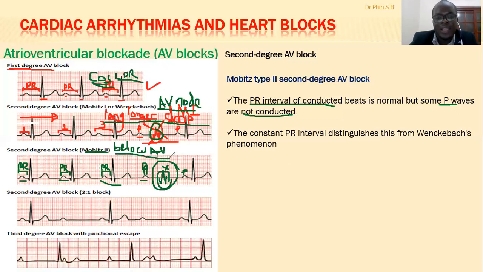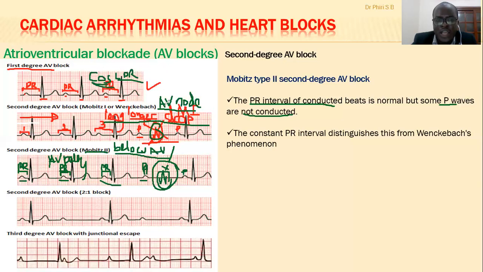So what does that mean? It means that the AV node is firing an action potential, but this action potential can't move via the bundle of His because that's where the block is. So that's why you find that you have a normal PR segment, because in a PR segment, mainly you're looking at AV delay. The AV delay is the one that will give you the PR segment or PR interval. So this PR interval in Mobitz type 2 will be normal.